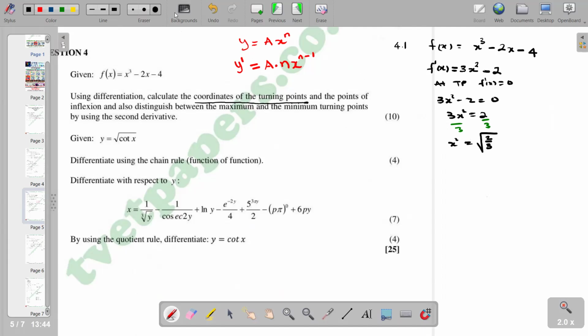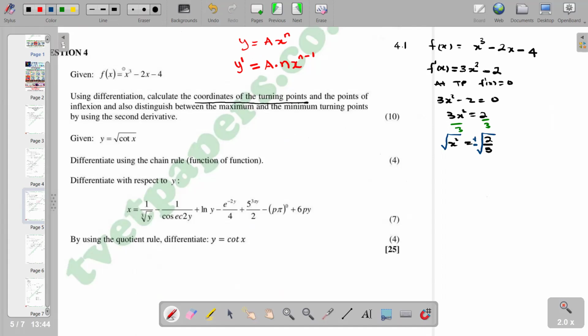Sorry, x squared being equal to 2 over 3. Then from there, we are solving for x, so it means we have to find the root of both sides. So root on here, root on the other side. Then we have to have plus or minus there.